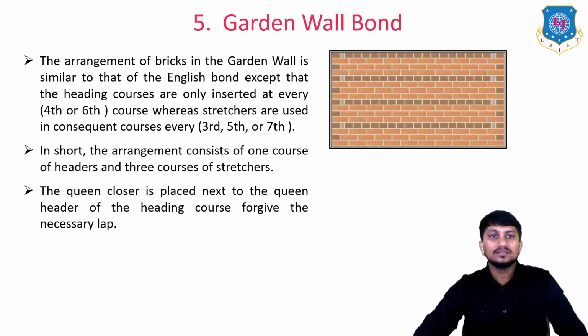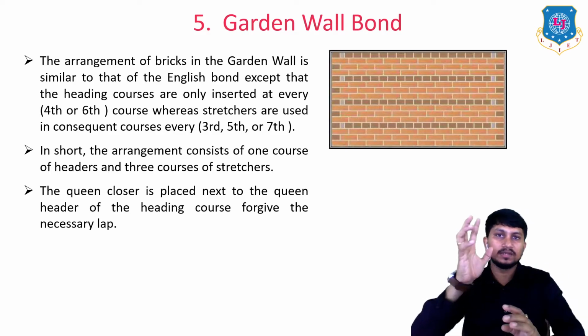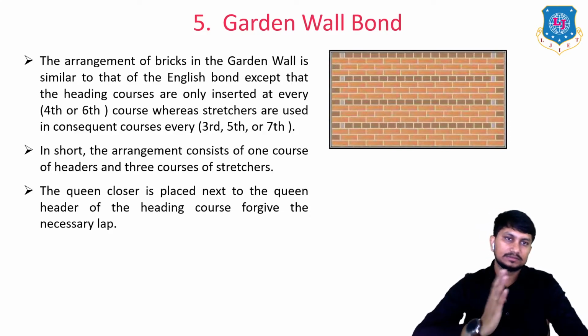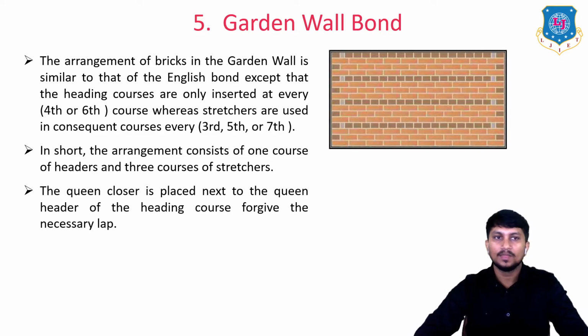Okay, here alternate layers of stretchers and headers are not used like in English bond. Okay, this is the difference between English bond and garden wall bond. In short, the arrangement consists of one course of headers and three courses of stretchers. The queen closer is placed next to the quoin header of the heading course. So to avoid these vertical joints in one line, you can use queen closer here in garden wall bond also. Okay, you can clearly see queen closer in this gray color.